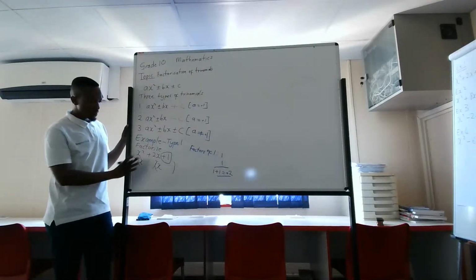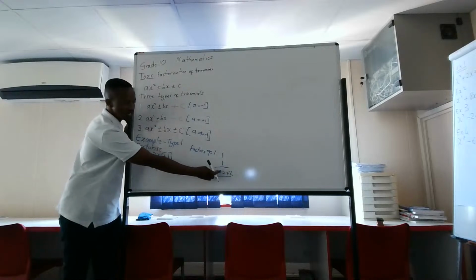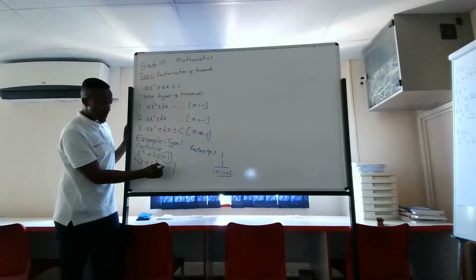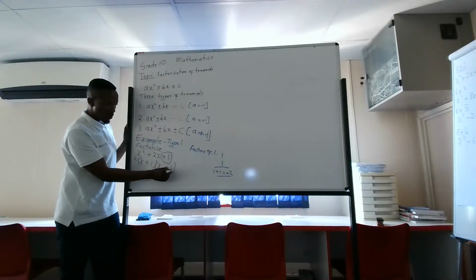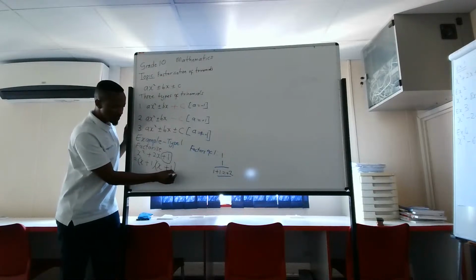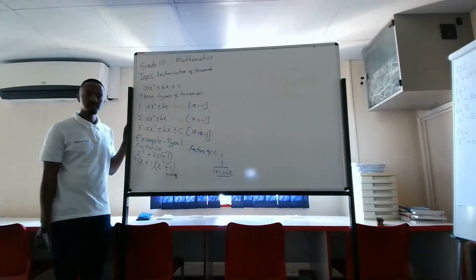Now, in completing our brackets, we will take the signs of positive 1 and positive 1. It means we are having x plus 1 times x plus 1. So our trinomial has now been factorized.